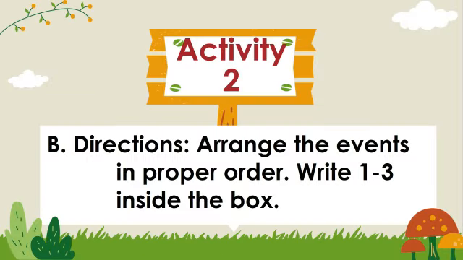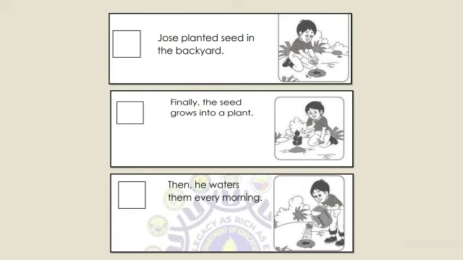Letter B for activity 2. Arrange the events in proper order. Write numbers 1 to 3 inside the box. Let's see what's the first one that happened in the story. Jose planted seed in the backyard. Finally, the seed grows into plant. Then he waters them every morning.